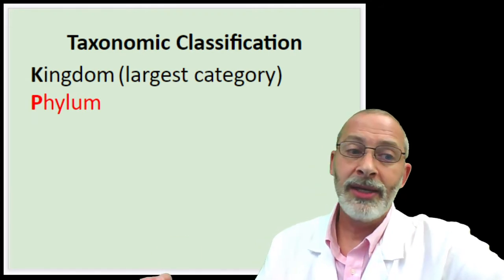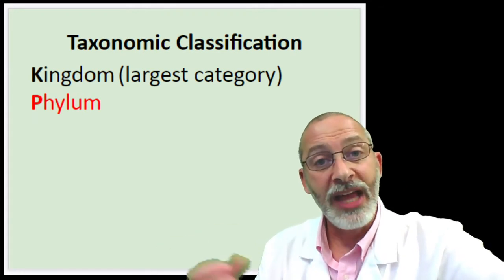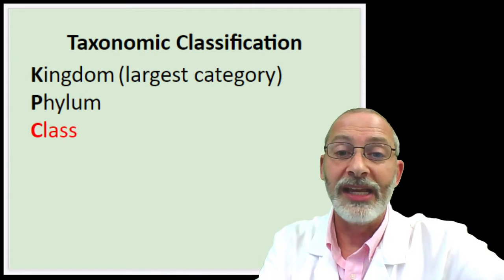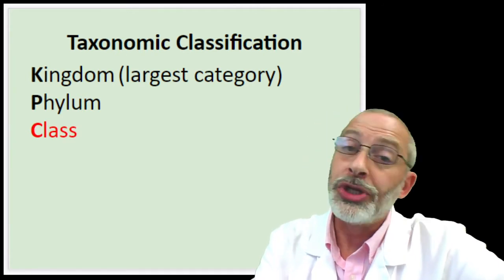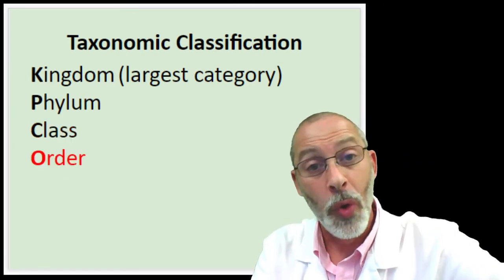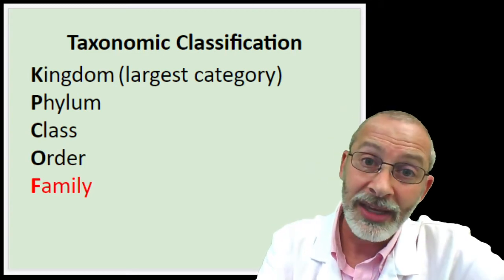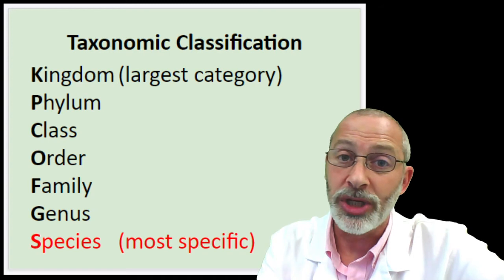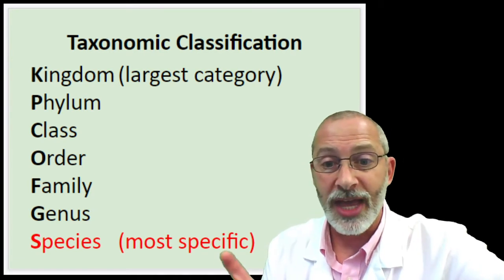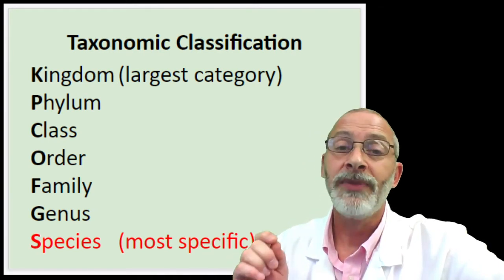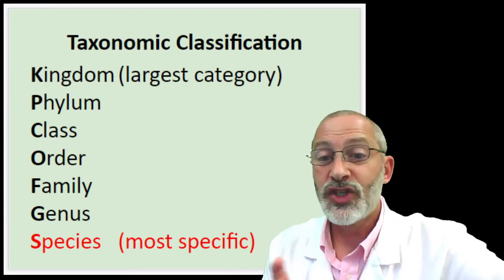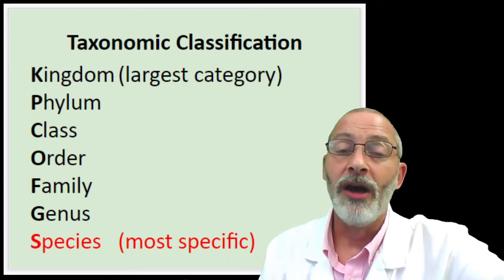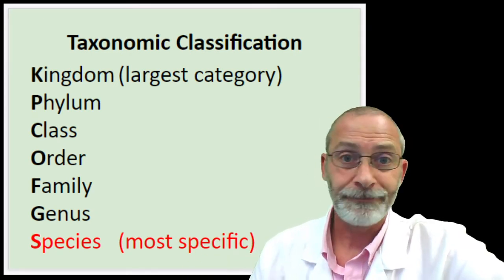But kingdom, phylum, a phylum can be further divided into a class, which can be divided further into an order, into a family, and then finally into a genus and a species. The species, as you can see here, is the most specific of all of the categories.